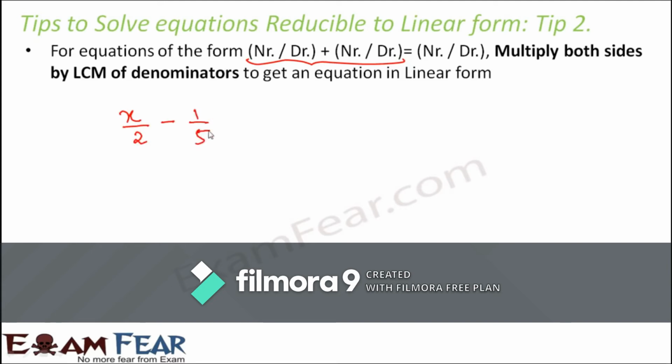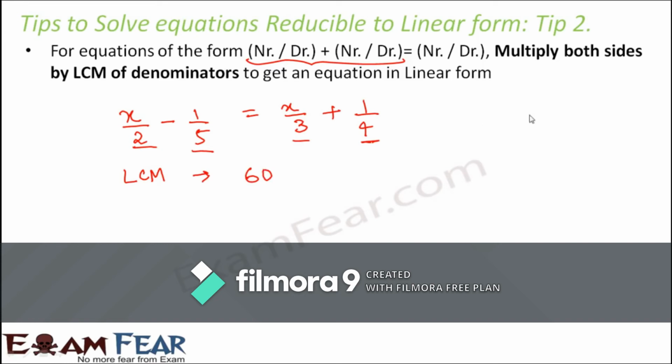Let's say x by 2 minus 1 by 5 is equal to x by 3 plus 1 by 4. So this is our equation, and it satisfies the form. Now let us try to find the LCM of the denominators. What are the denominators here? The denominators are 2, 5, 3, 4. So what would be the LCM of 2, 5, 3, 4?